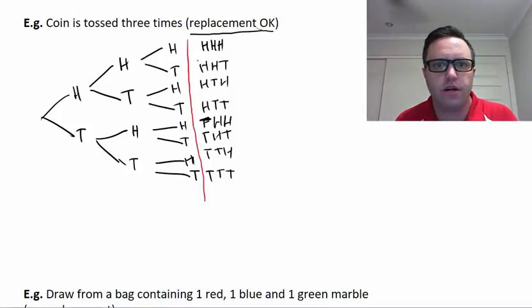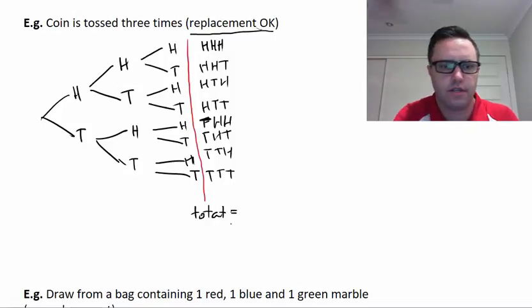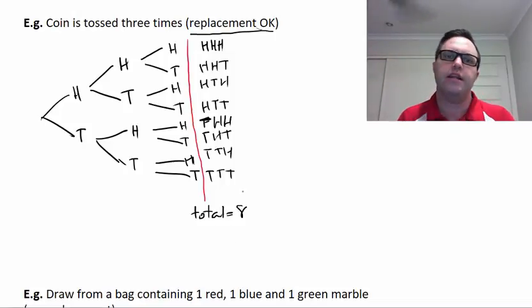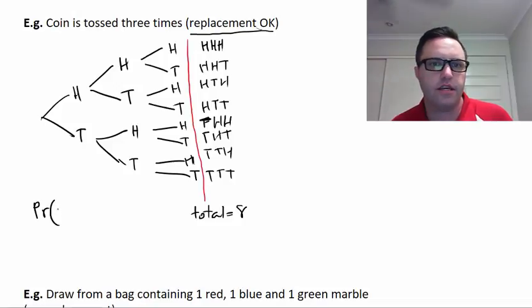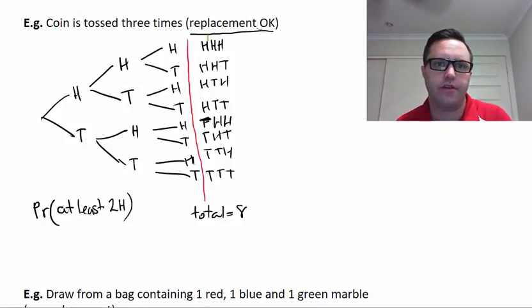Okay, so we've got 1, 2, 3, 4, 5, 6, 7, 8. So the total outcomes is equal to 8. Now, how this works is, what's the probability of tossing at least 2 heads? You can go through here and we look for when we get 2 heads: here, here, here, here, and that's it. So we can toss at least 2 heads 1, 2, 3, 4 of the time.